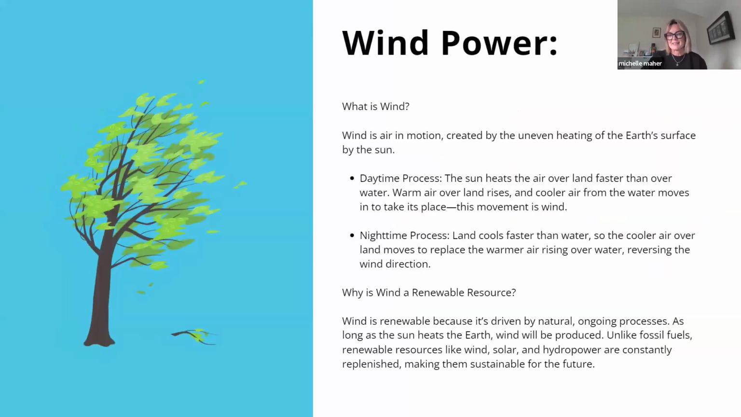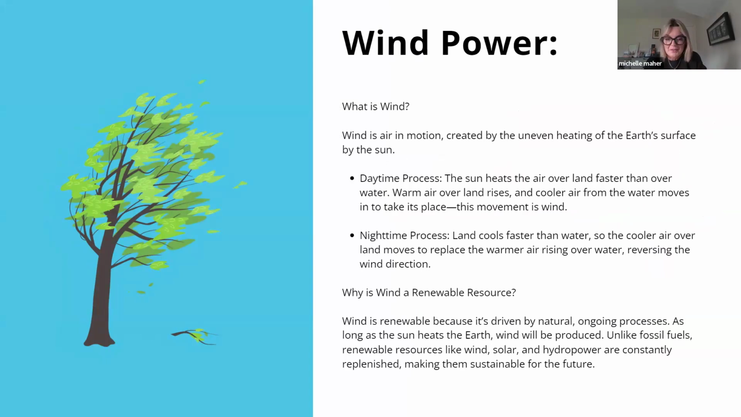So what exactly is wind power? Wind is just air in motion. It's created by the uneven heating of the Earth's surface. In the daytime, the sun heats the air over the land faster than over the water. There's a description of it there if you want to go into it.